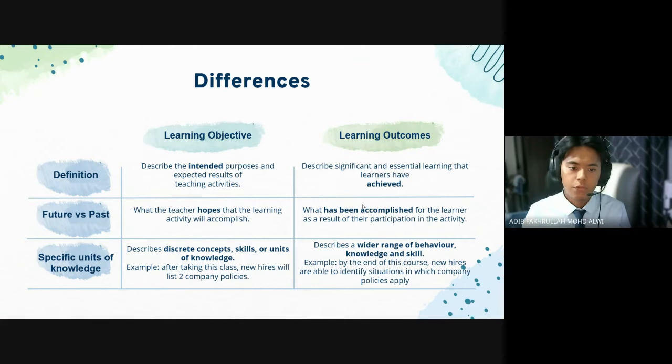Okay, for specification of unit of knowledge, the learning objective describes discrete concepts, skills, or units of knowledge. For example, after taking this class, new hires will list 2 company policies. Okay, learning outcomes describe a wider range of behavior, knowledge, and skills. For example, by the end of this course, new hires are able to identify situations in which company policies apply.